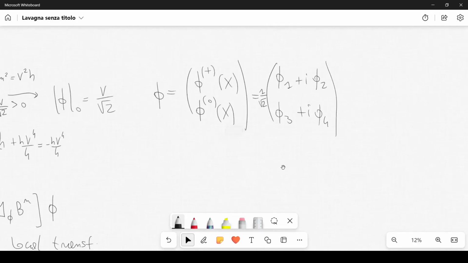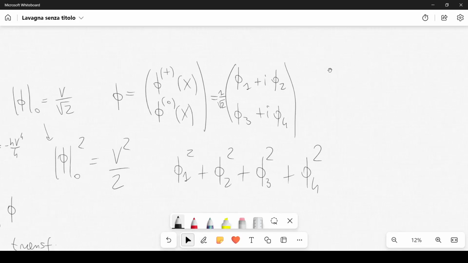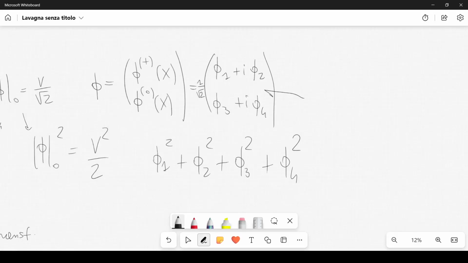So this equation, mod of phi 0 equal to v over square root of 2, if we use this definition for phi, can be written in the following form. Mod of phi 0 squared is equal to v squared over 2. The mod squared can be calculated from here. In particular, we take phi 1 squared plus phi 2 squared plus phi 3 squared plus phi 4 squared. So this is how you calculate the mod of a doublet of complex scalar fields.